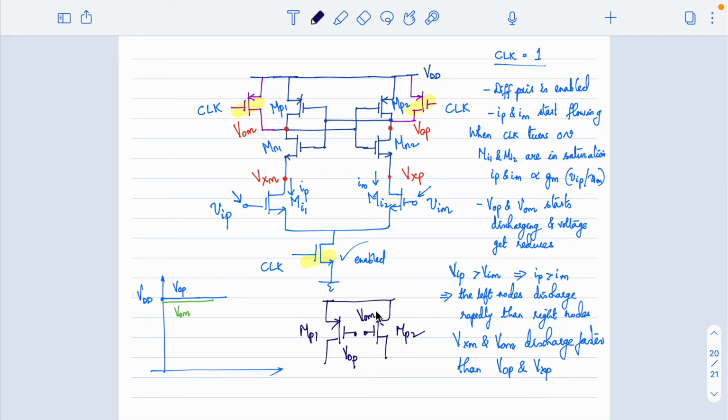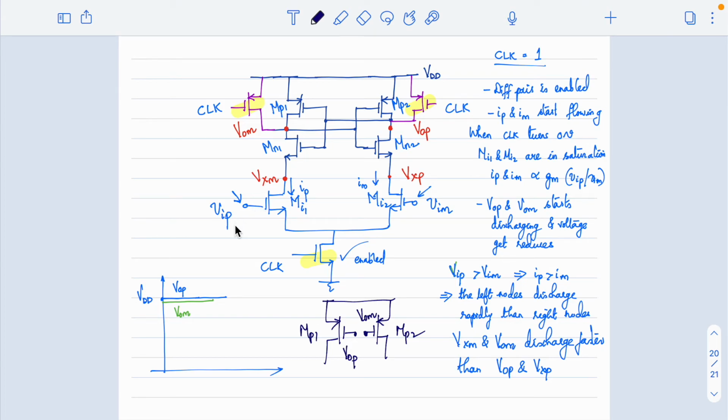Now what we have seen is the left node, VOM, is discharging at a faster rate than VOP, right? Since VOM is falling more rapidly than this node, which transistor will turn on first? Can I get your response? I hope everything up to this point is clear.